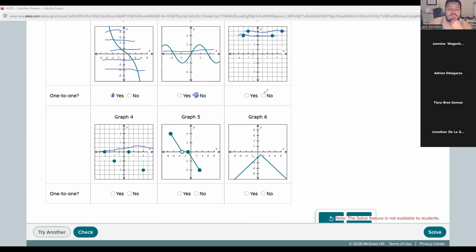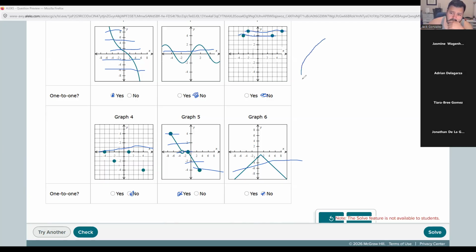Nope. Nope. This one is, because this is a hole, so we're good. This one is not. Does everyone see how to do the vertical line test? So that's all it is: if it's a function, how to tell if it's one-to-one.